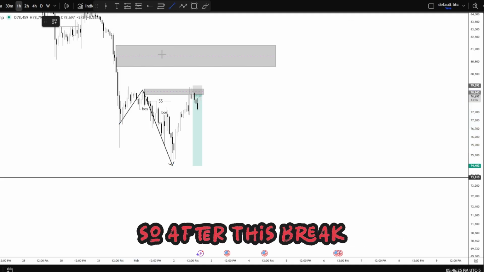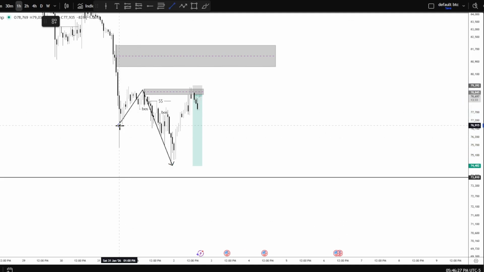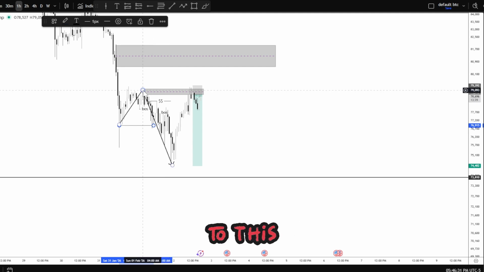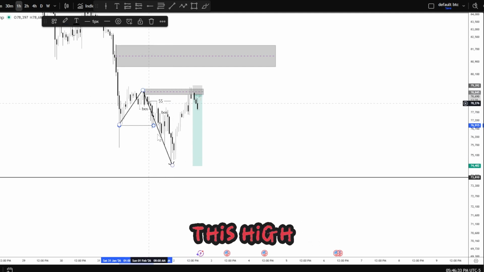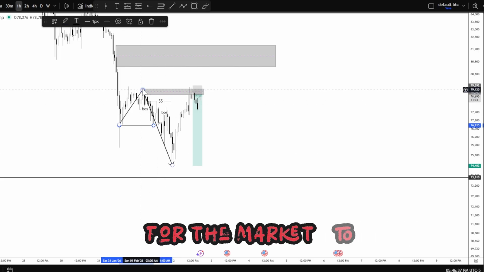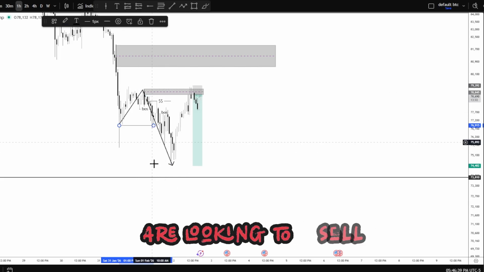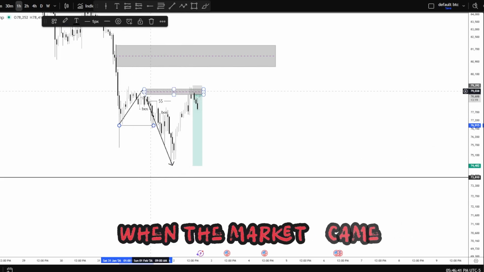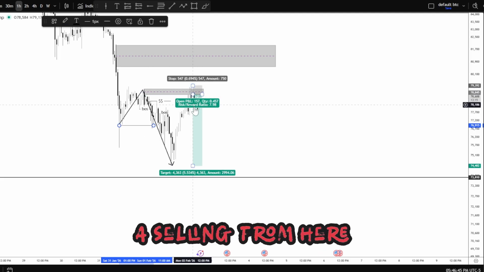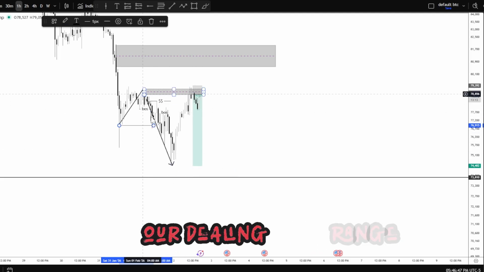After this break of structure to the downside, from this low to this high, this becomes our daily range, because that is the range where we are looking for the market to respect. That's where we are looking to sell from. And you can see when the market came, it did not break this high, and it gave us a selling from here. So this is now our daily range.